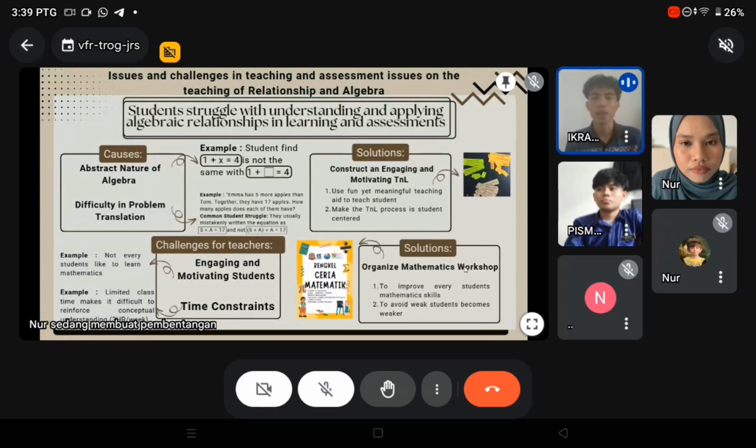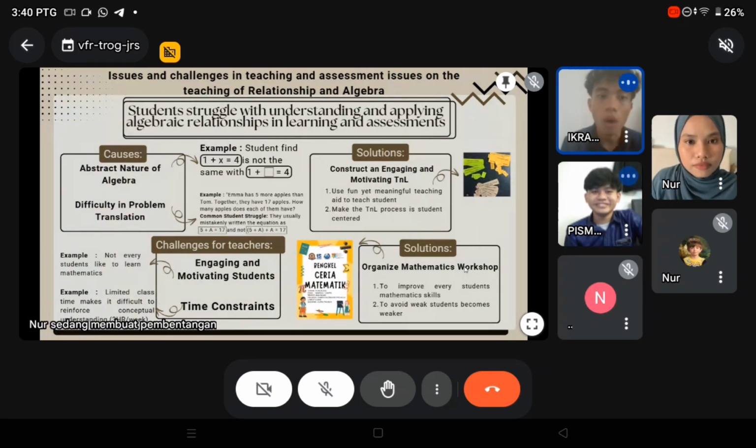Okay, thank you, Yasin. Now we move to the third issue, which is students struggle with understanding and applying algebraic relationships. What are the causes of this issue? First, the abstract nature of algebra. For example, students find 1 plus 4 equals 4 is not the same as 1 plus empty box equals 4. It means they cannot visualize and cannot relate 1 plus x with 1 plus empty box. So that's the first cause.